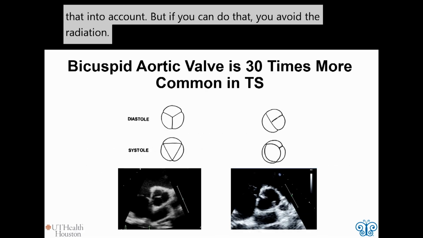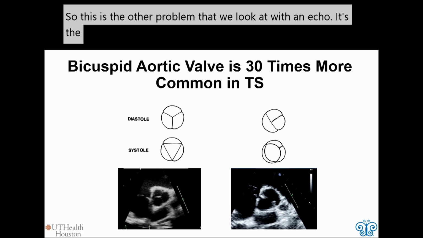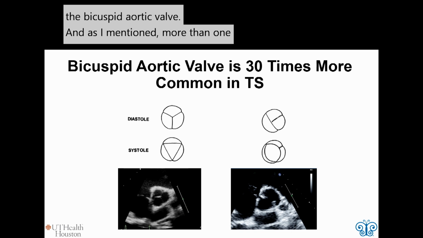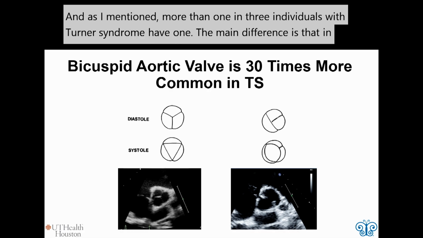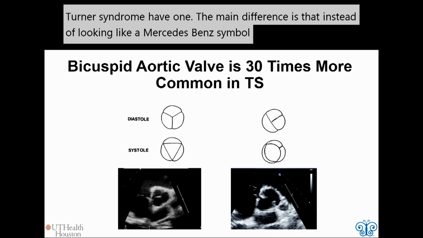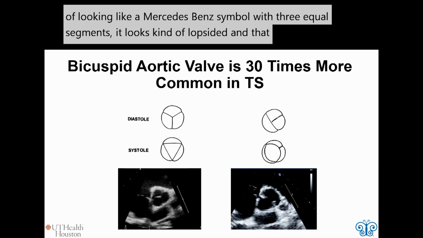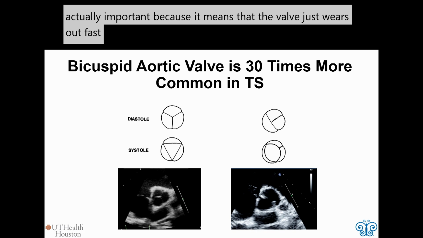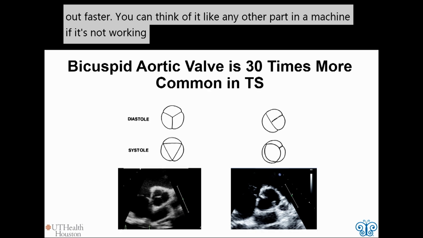So this is the other problem that we look at with an echo. It's the bicuspid aortic valve. And as I mentioned, more than 1 in 3 individuals with Turner syndrome have one. The main difference is that instead of looking like a Mercedes-Benz symbol with 3 equal segments, it looks kind of lopsided. And that lopsidedness is actually important because it means that the valve just wears out faster. You can think of it like any other part in a machine. If it's not working symmetrically, it's going to wear out faster.